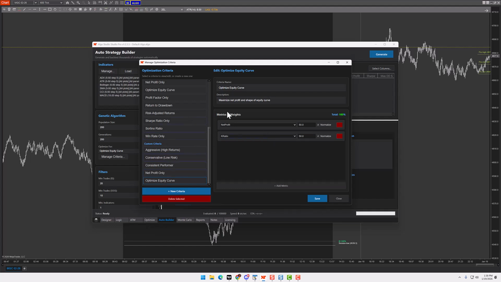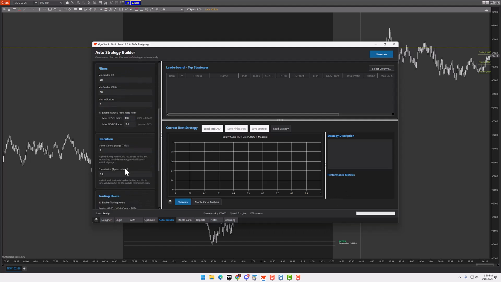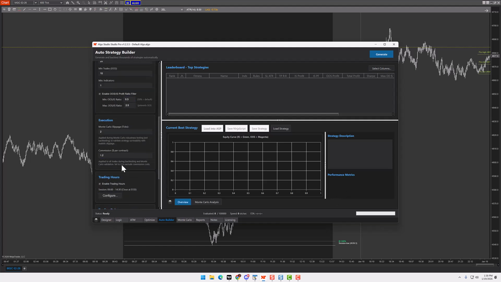Optimized equity is always a good one to start because it's a 50-50 balance between focusing on profit and then smoothing out the equity curve. So that's a great one to start with. So let's go ahead and start there. We'll do that, and let's just double check here. We've got everything that we want. All of this is done.